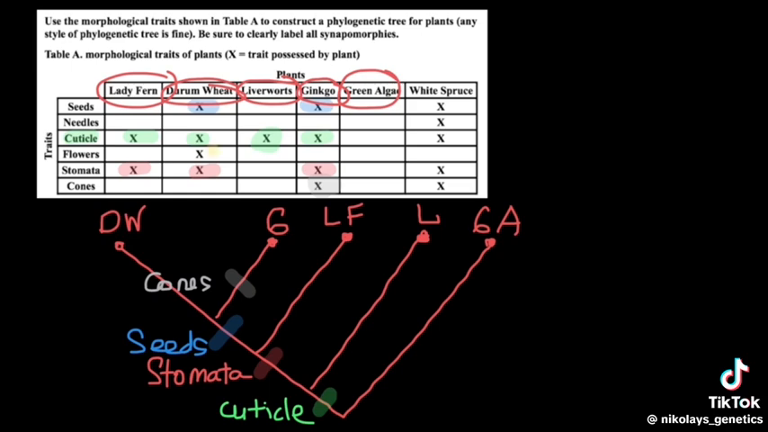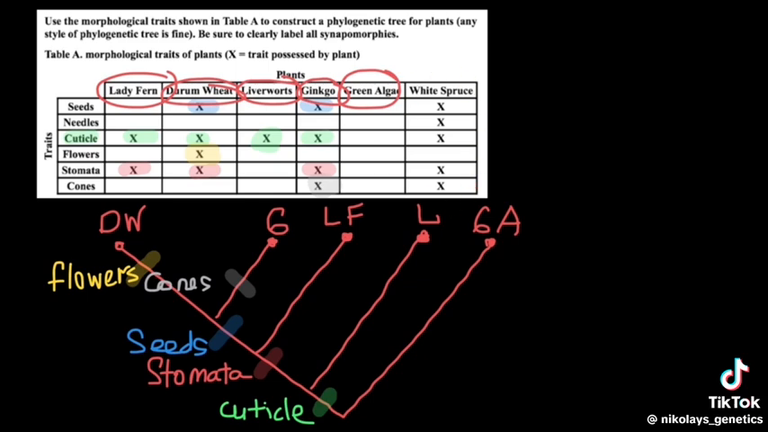Durum wheat has flowers, which, for example, ginkgo doesn't have. Let's also add a bar here, which specifies that these plants have flowers. So according to our phylogenetic tree, durum wheat has all the traits, including flowers, but excluding cones. But ginkgo has all the traits, excluding flowers, but has cones. And now let's check the last species.